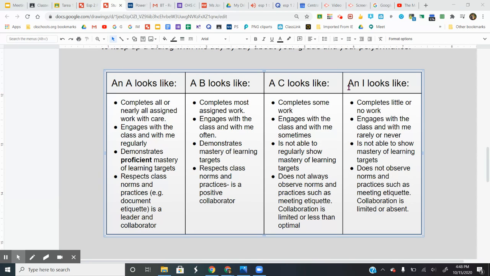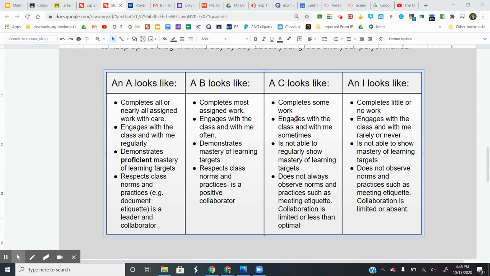The rest of the grades simply walk down the quality level on each of those points. For instance, a person who's at a B level, they're still completing a lot of work. They're still engaged in class. They can still show me that they know how to do some things, maybe not quite as easily as a proficient master, but they can still do them. They also respect class norms and practices. They're professional and they're collaborative in class.